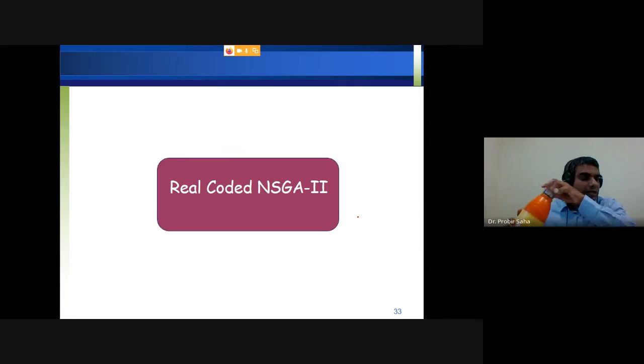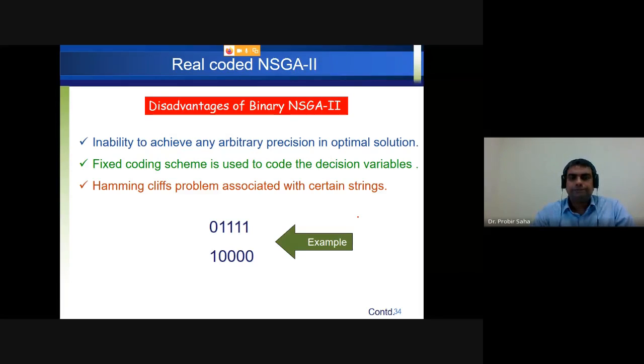Then we have to go to real coded. In real coded, there are some problems. If you are working on real coded, possibly you might have come to know the different difficulties of binary coded in SGA. The first one is the arbitrary precision in the optimum solution. That is difficult to obtain. The reason is, if you want to increase the precision in the optimal solution, you have to increase the bit size, and if you increase the bit size, you are increasing computational time. So you have to make a trade-off.